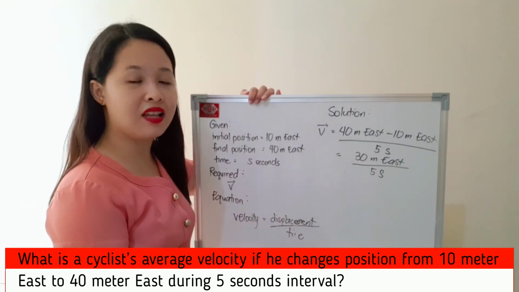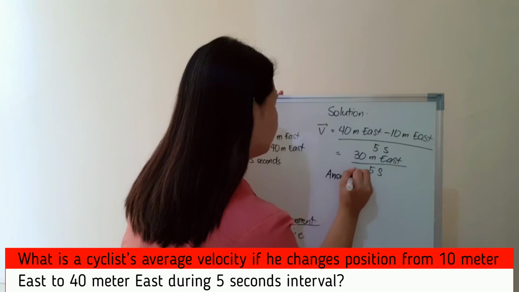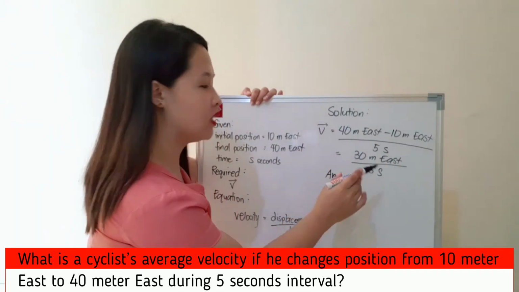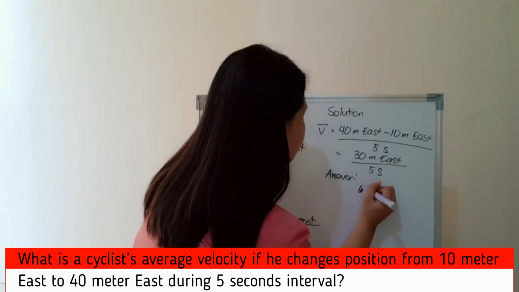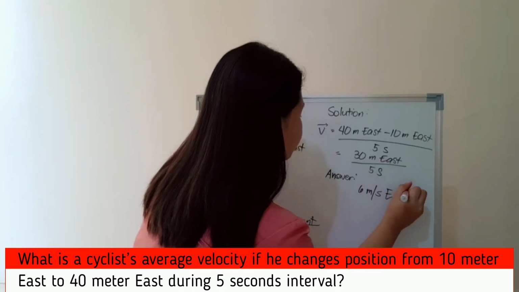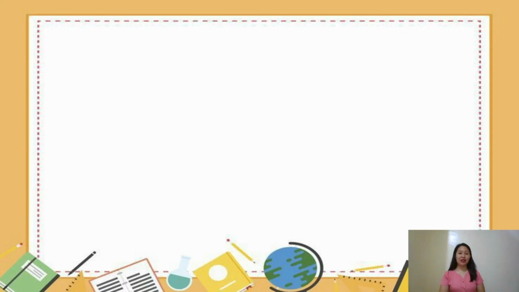And the final answer is 30 meters east divided by 5 seconds. That is 6 meters per second east. Now that we are done discussing all about velocity, we will proceed to the last part.